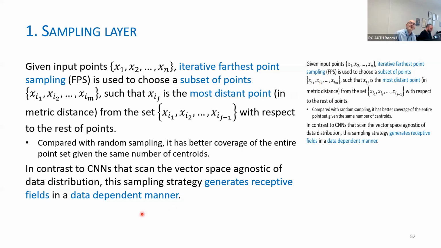And they found that this solution is better, for example, with respect to random sampling, because the coverage of the original set is better. And so this way, we try to sample the original set.